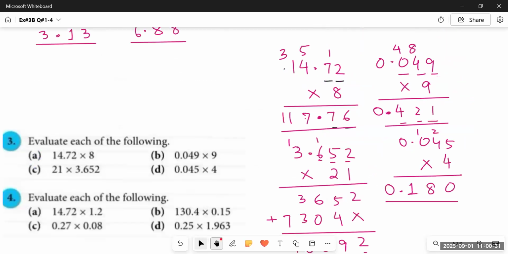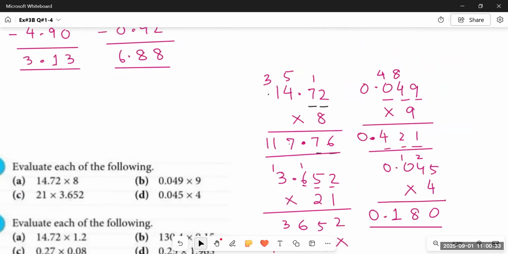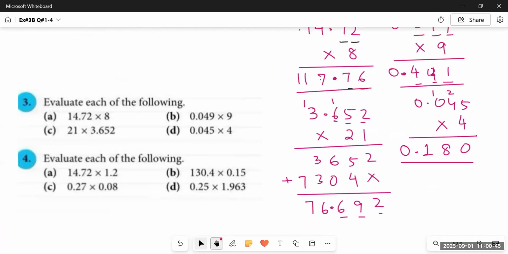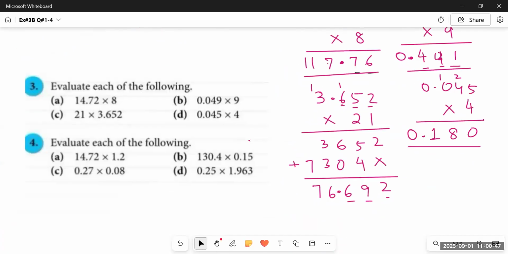Wait, it was 0.441 over here. So make a correction over here. 9 nines are 81, 9 fours are 36, plus 8 is 44. So it would be 0.441. Make a correction over here. There was a little mistake out there. So just correct it over here. Now let's move to question number 4, part A.